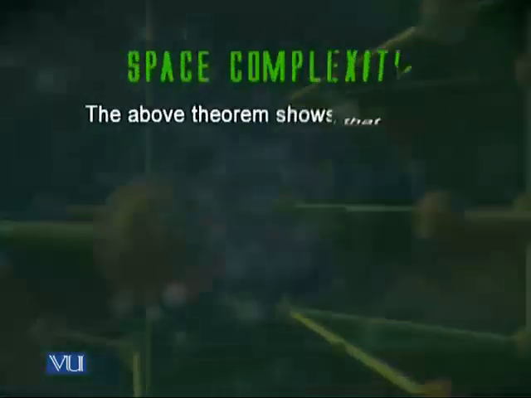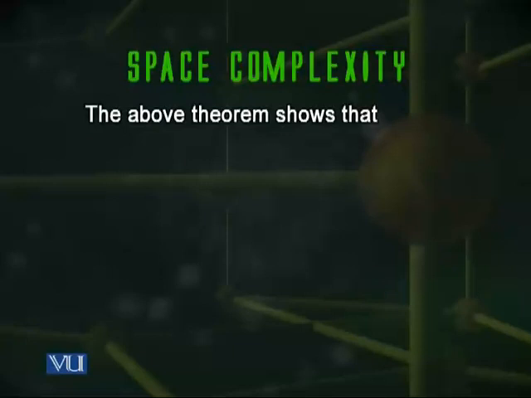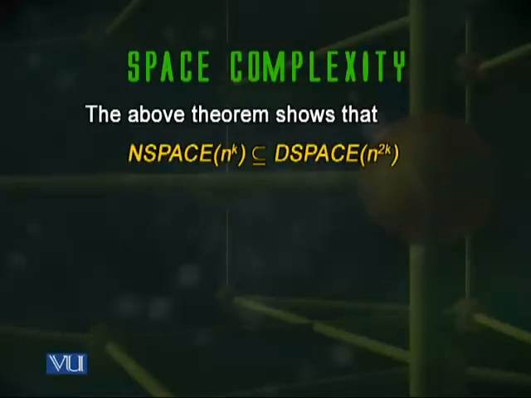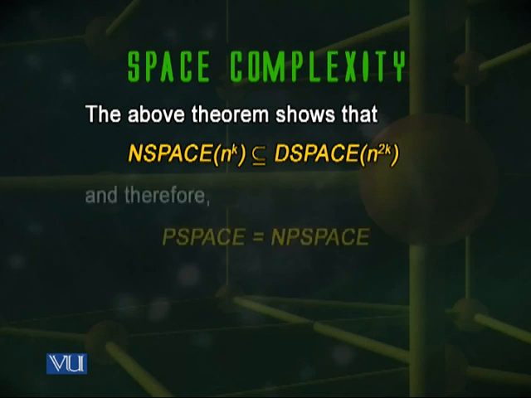Nevertheless, if we put this technicality aside, we realize that we have proved that if we have a non-deterministic Turing machine that runs in space f of n, then we can come up with a deterministic Turing machine that runs in space order f squared of n. The above theorem, of course, shows that NSPACE n to the k is contained in DSPACE n to the 2k, and therefore PSPACE is equal to NPSPACE.